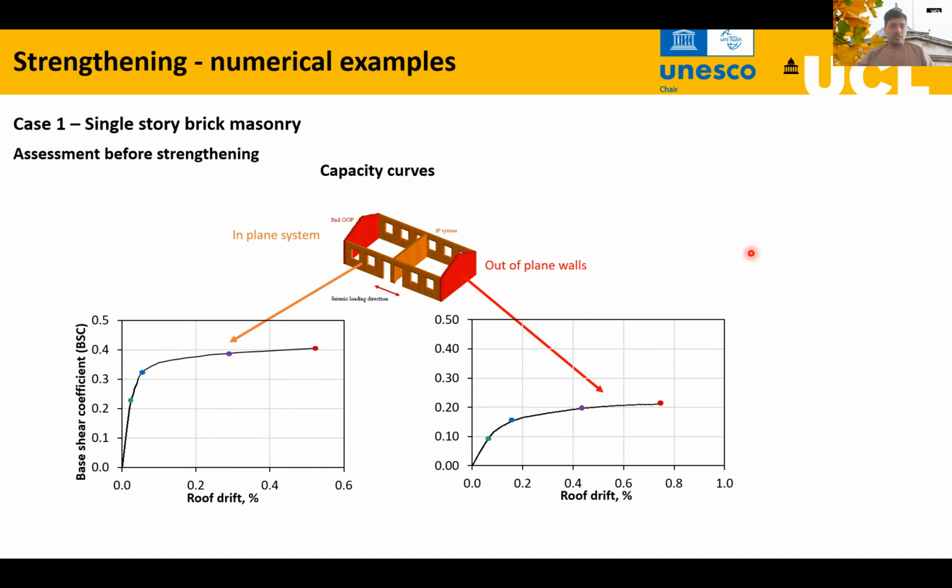And moreover, if we see the capacity curves here, for clarity, I have plotted the capacity curves of these out-of-plane walls separately from the in-plane system. For the in-plane system, the base shear coefficient is about 0.4, which can be compared to 0.4G PGA, while for the out-of-plane walls, the capacity is only about 0.2G, which is very low. So we have seen from the failure mechanism and capacity curves that the problem is the lack of box-like behavior and the high vulnerability of the out-of-plane walls.